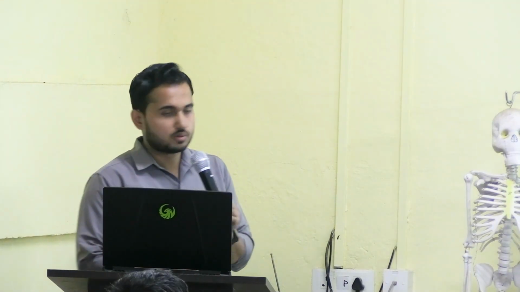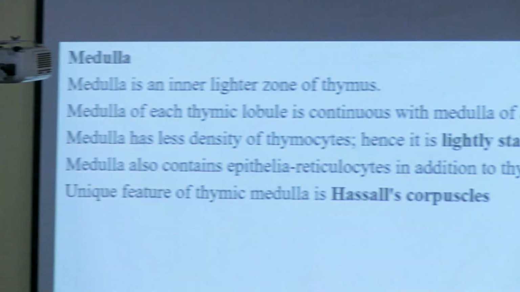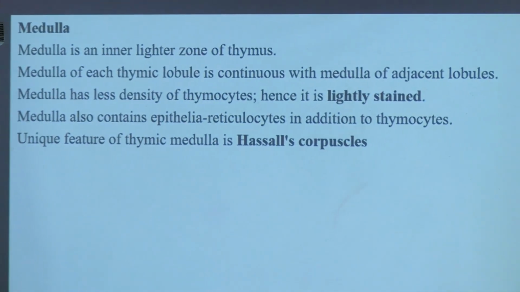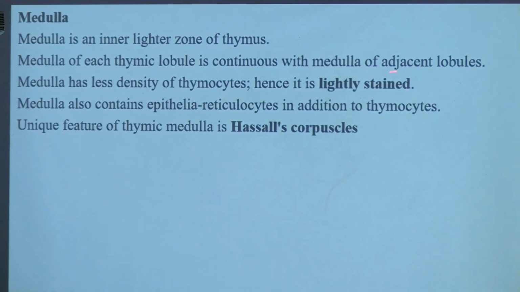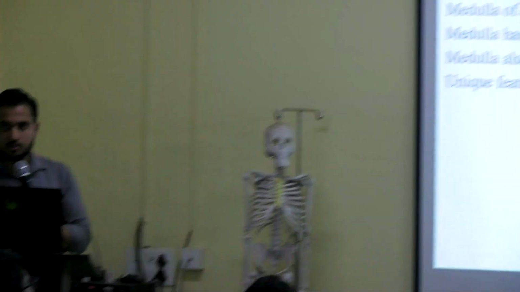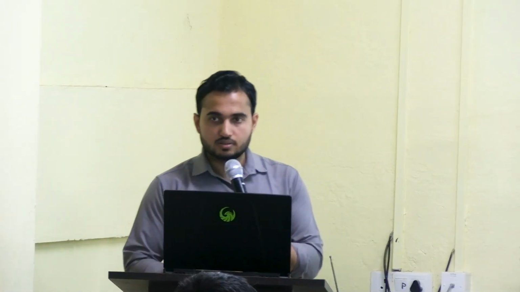Next, the medulla. Cortex and medulla are very simple. In case of thymus, it can be easily identified. So it is a lighter zone of the thymus, that means a lightly stained area. Now, the medulla of each thymic lobule is continuous with the medulla of the adjacent lobule, as I have mentioned. Continuation will be there because lobules are incomplete in nature. Next, the medulla has less density of thymocytes. That's why it is lightly stained. But it contains a unique structure called Hassall's corpuscle.